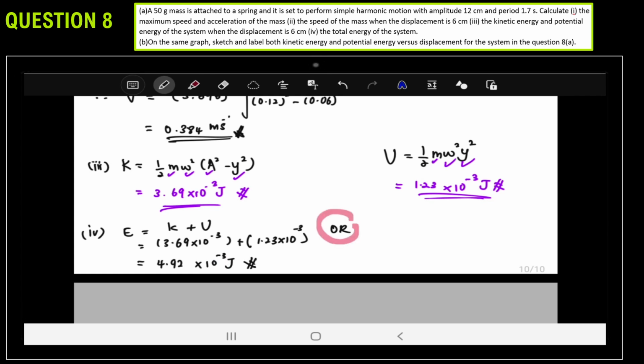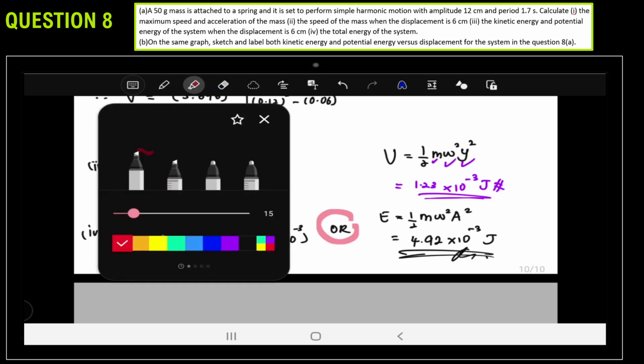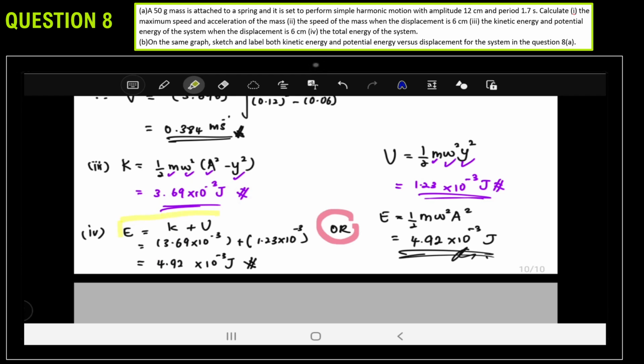Or, if you want to use the equation of the total energy of the system, yes, you can use that equation, where E is equal to half m omega squared A squared. When you substitute all the values, the answer is the same, 4.92 times 10 to the power of negative 3 joule. So you can choose either to directly total up the kinetic energy and the potential energy, or use this equation.